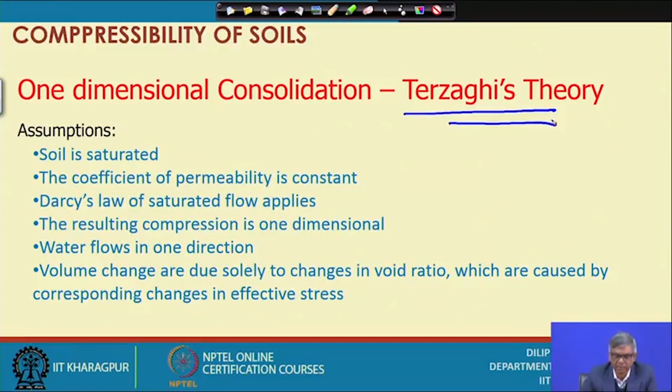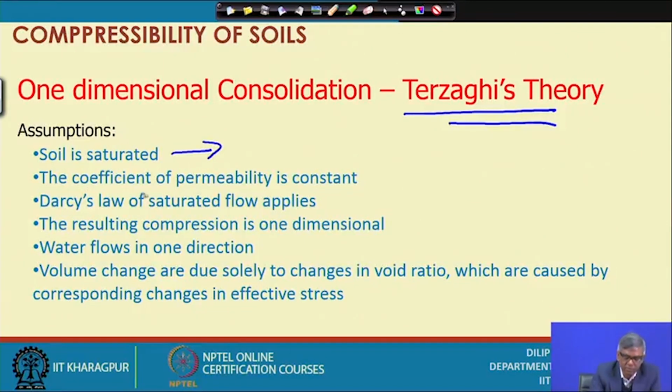proposed by Terzaghi. For any theory we need certain assumptions, and if you deviate from the assumptions, then the theory will not be applicable. The assumptions given by Terzaghi: the soil is saturated. That is very important, because consolidation is a phenomenon for saturated fine grained soil. So saturation is a must. If it is not saturated, then consolidation will not be there.